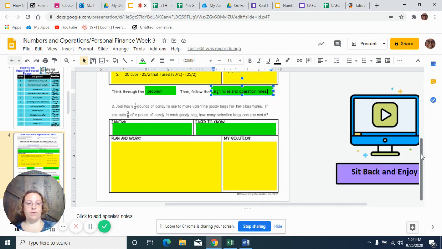Now let's look at this second one. Jody has 6 1/4 pounds of candy. Oh, I bet that's going to be important. We better make sure we box it. Jody has 6 1/4 pounds of candy. Sounds good to me.